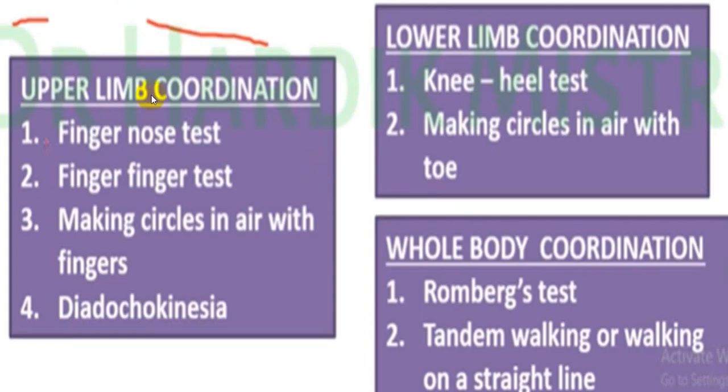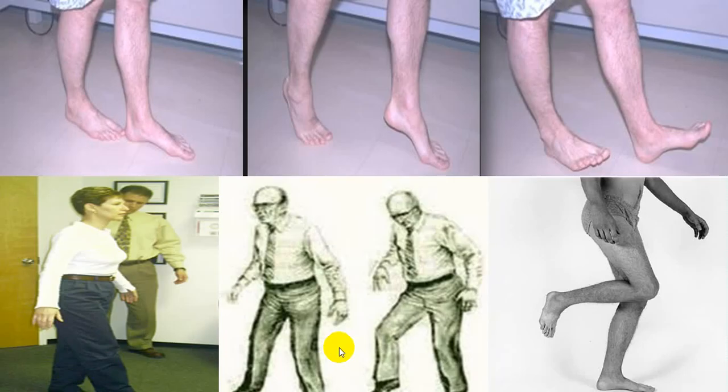You can have incoordination in case of cerebellar disorders. In the upper limb, you test with the finger-nose test, finger test, then diadochokinesia. In the lower limb, the knee-heel test, and making a circle in the air with the toe, etc. And whole body coordination you can test by Romberg test, by tandem walking and walking on a straight line. We'll be doing this separately in cerebellar disorders.